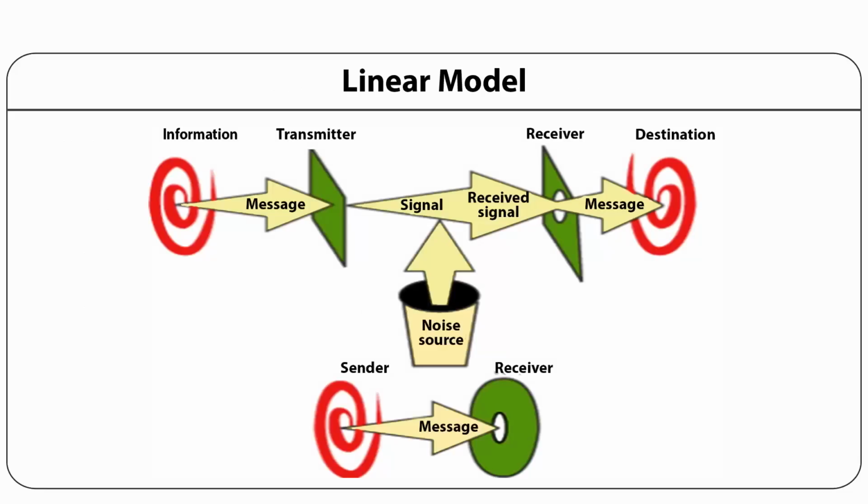Now let us see each one in detail. The linear model is a process in which the speaker speaks and the listener listens. It is a one-way model to communicate with others. It consists of the sender encoding a message and channelizing it to the receiver in the presence of noise.